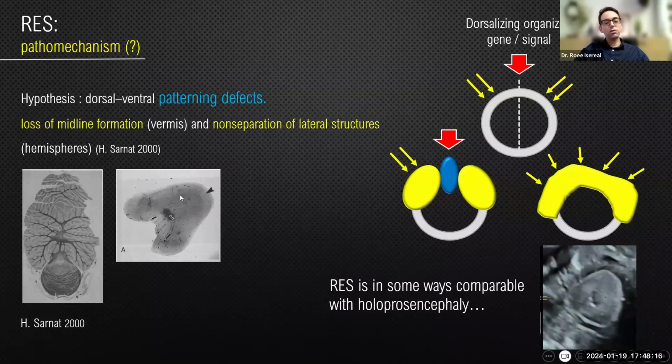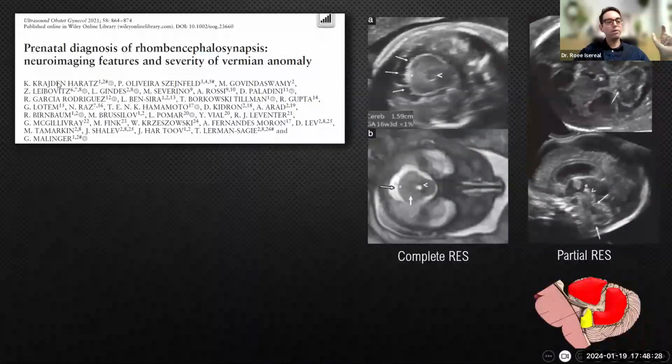And you can see here also this midline pattern defect in one of the fantastic papers published years ago by Sarnat. And I think that the best paper in the literature regarding fetal rhombencephalosynapsis is the one published by Karina, and I'm sure she's going to talk about it, so I will continue.